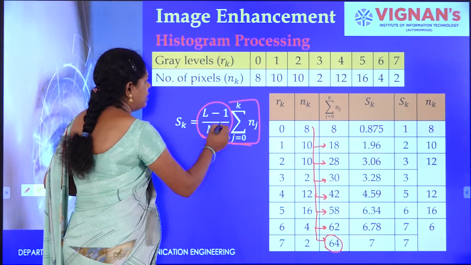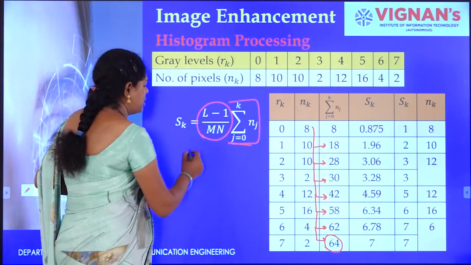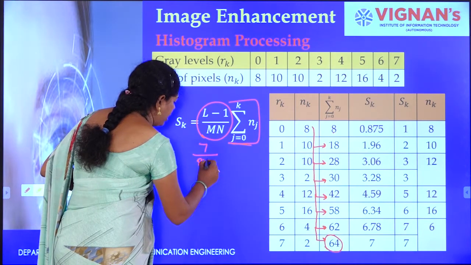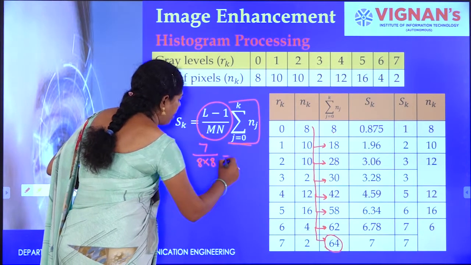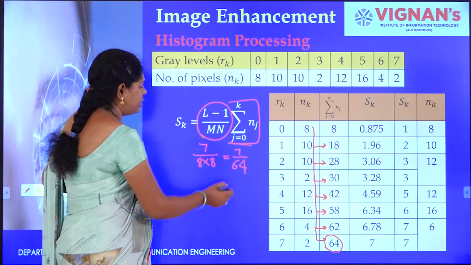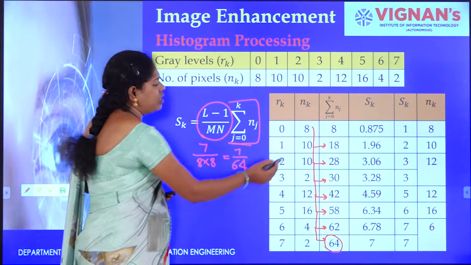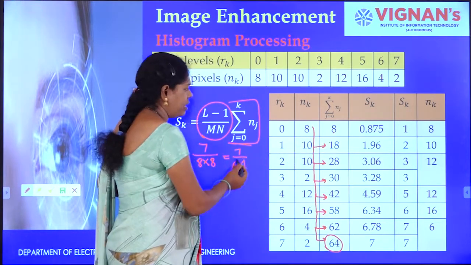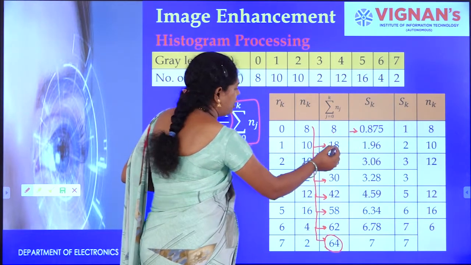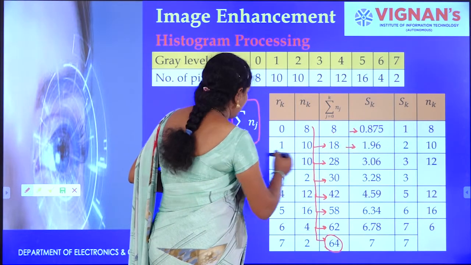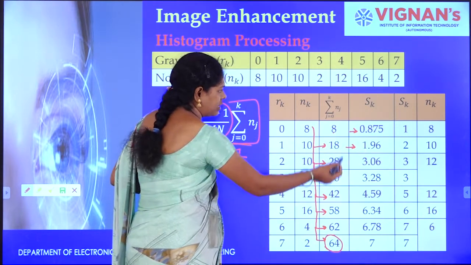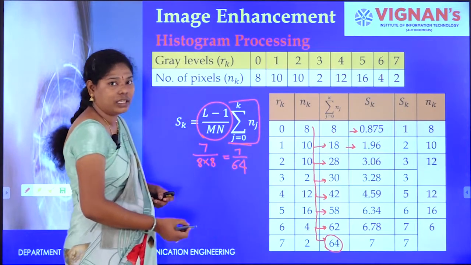L minus 1, where L minus 1 is nothing but the maximum intensity value, that is 7, and MN is nothing but 8 by 8, that is 7 by 64. Now this factor will be multiplied with the summation, 8 into 7 by 64, and we will get this value Sk. Similarly, we find 7 by 64 into 18, and then we will get Sk, the corresponding Xk.